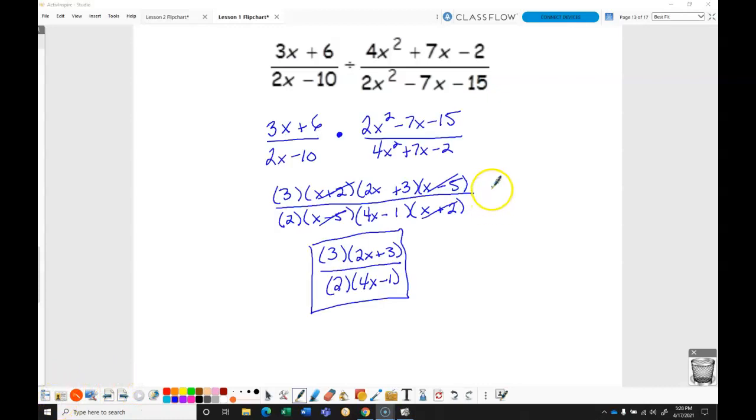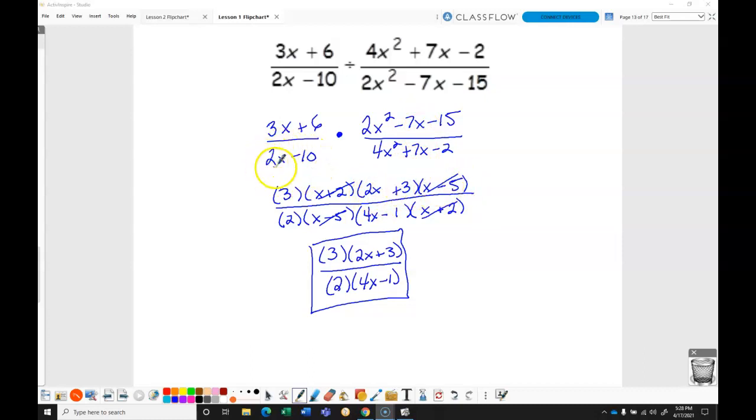Okay, here's my solution. I did what I said. I copied, changed, flipped. In this one, there was a common factor of 3, so I got 3 and x plus 2. This one wasn't so easy. I had to do this one by grouping. I kind of did that in my head, but you guys could have shown it up to the side. But I ended up getting 2x plus 3 and x minus 5.